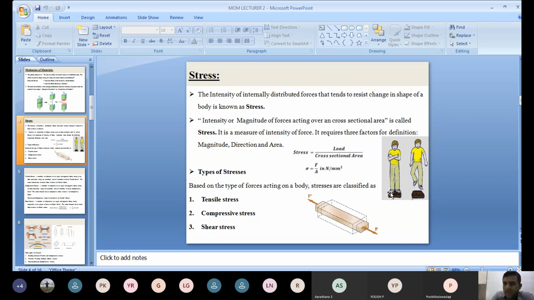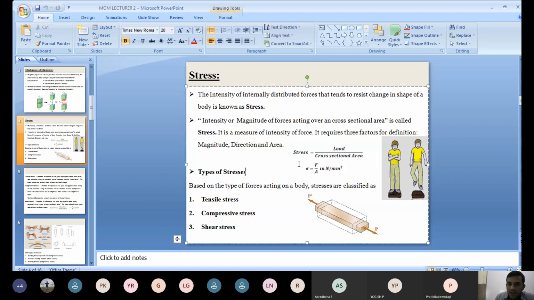Suppose instead of standing on two legs, you stand on only one leg. What happens? The cross-sectional area reduces, while the mass and weight of the person remain the same. When the cross-sectional area decreases, the stress increases. One important thing you observe here: stress is directly proportional to the load and inversely proportional to the cross-sectional area. As the weight of the person increases, the stress acting on the foot also increases. And as the cross-sectional area decreases, the stress also increases. That is the statement: stress is directly proportional to the force or load and inversely proportional to the cross-sectional area.